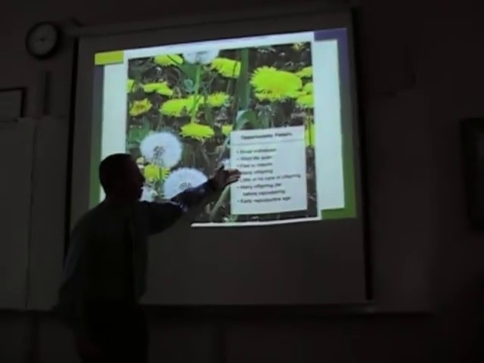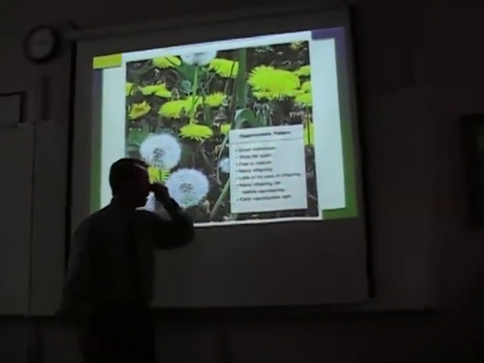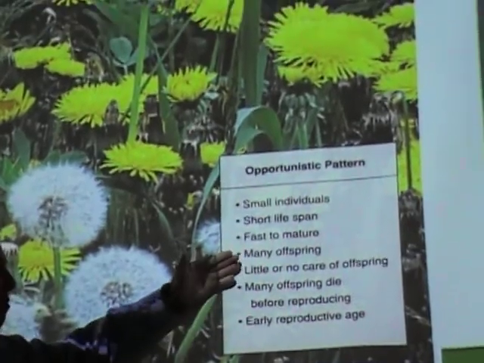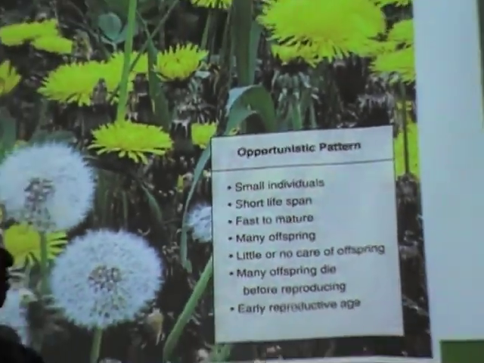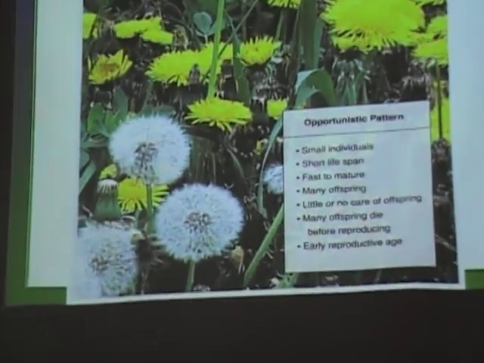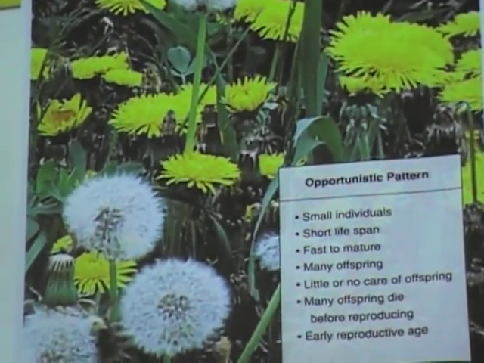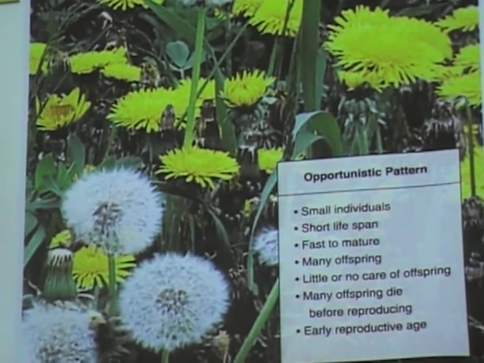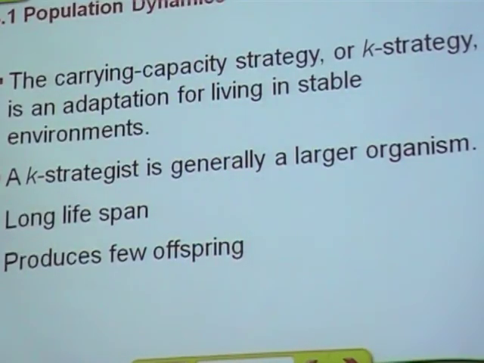Okay, here we go. Small individuals, short lifespan, fast to mature, many offspring, literal no care of offspring. Roaches don't care for their baby roaches, they just let them go. Many offspring die before reproducing and at an early reproductive age. That's called the opportunistic pattern, or R strategist. R meaning they have a high rate of growth. They grow really fast and multiply really quickly and just hope that some of the young survive, just by sheer numbers. That's different from a K strategist.